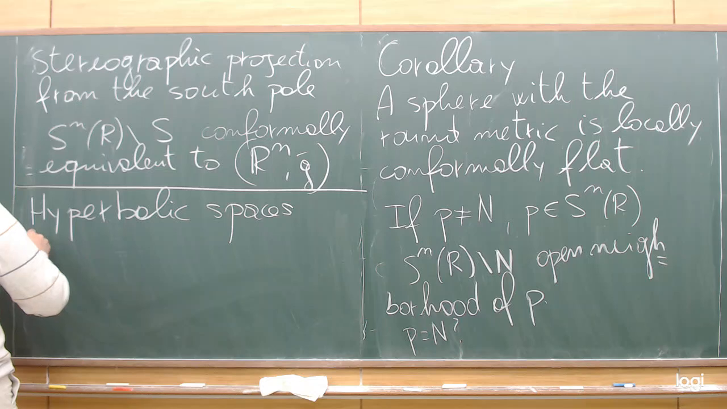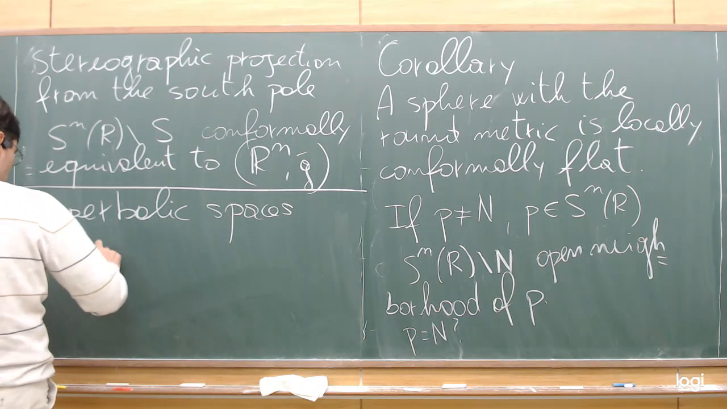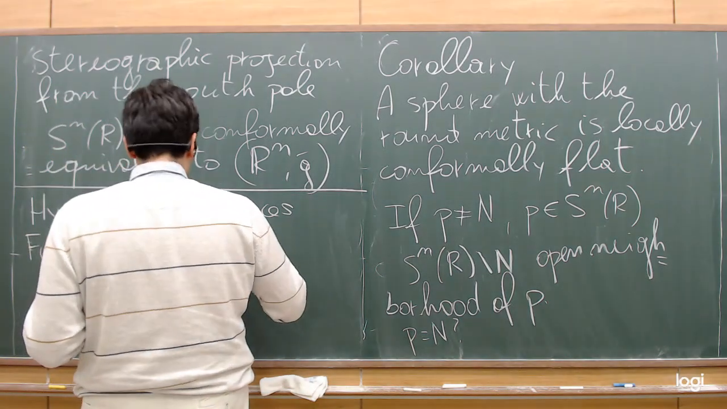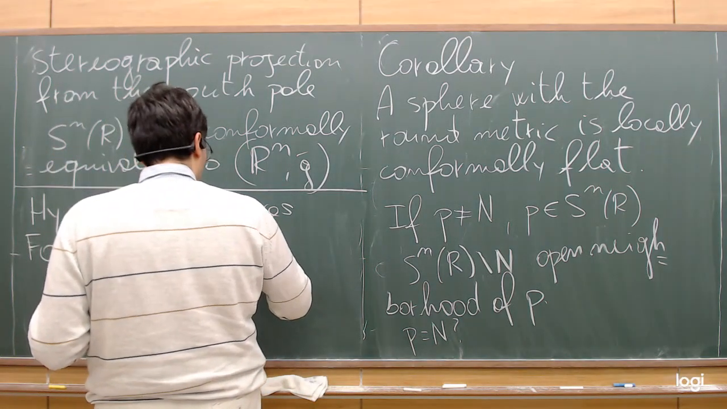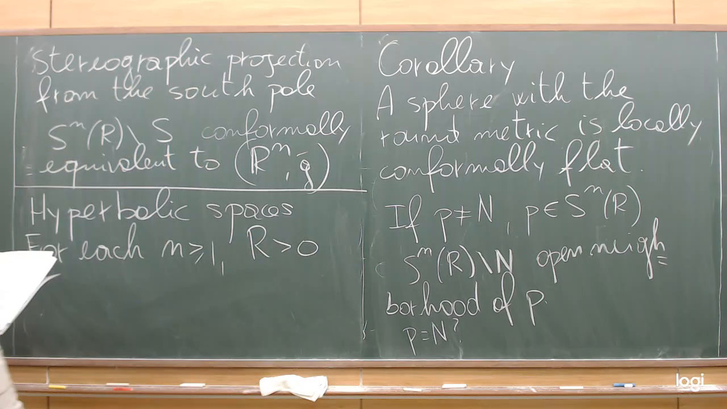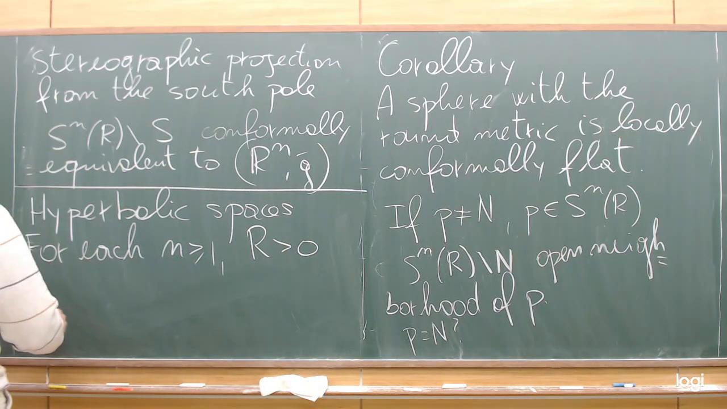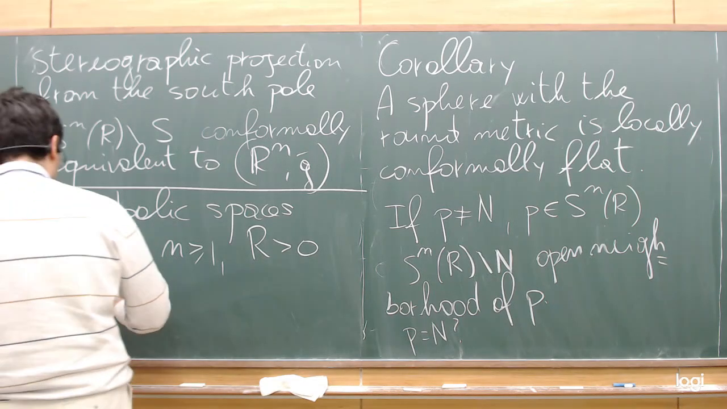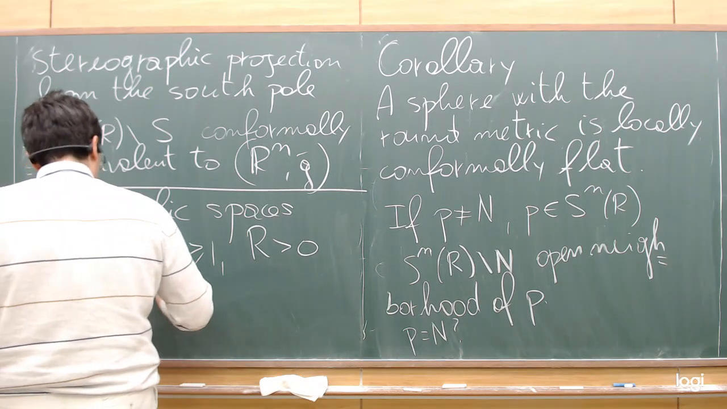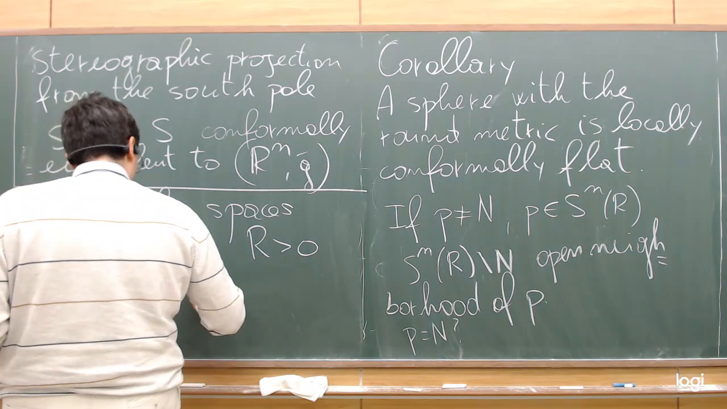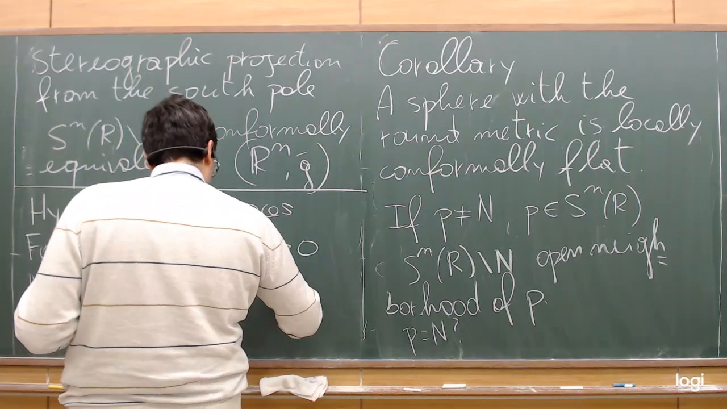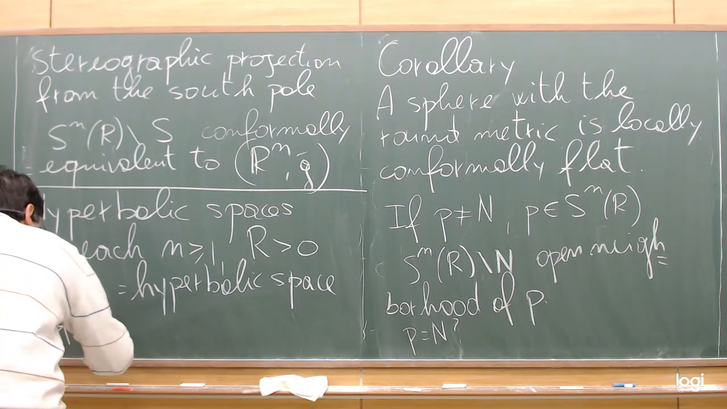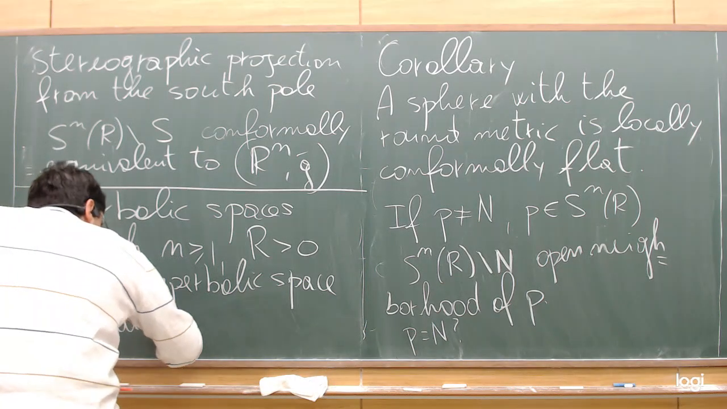Let's fix n greater or equal to 1 and r a positive real number. Then H^n_r, this is what we call hyperbolic space of radius r.